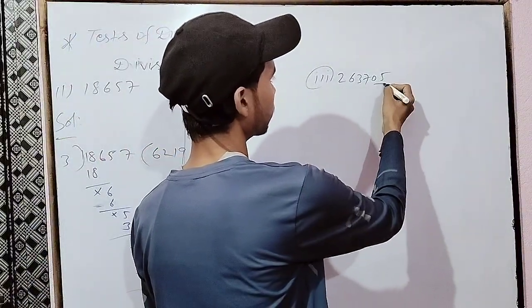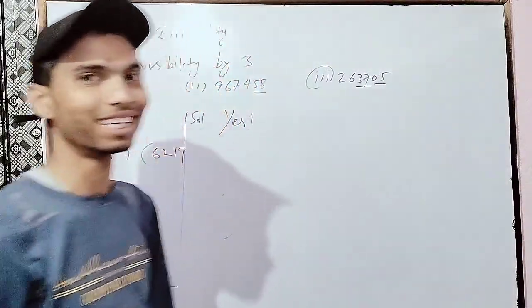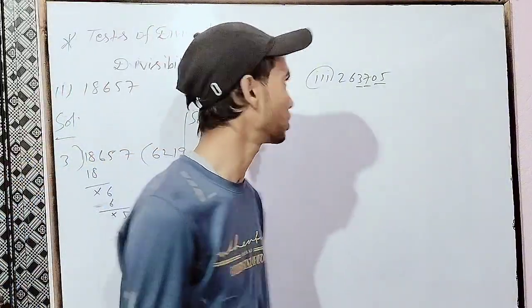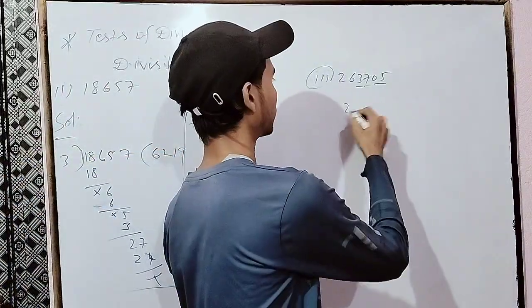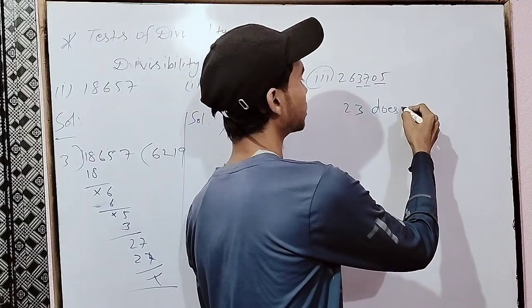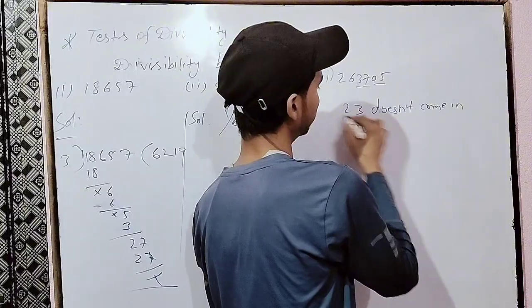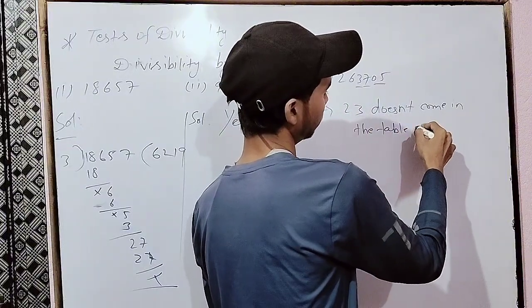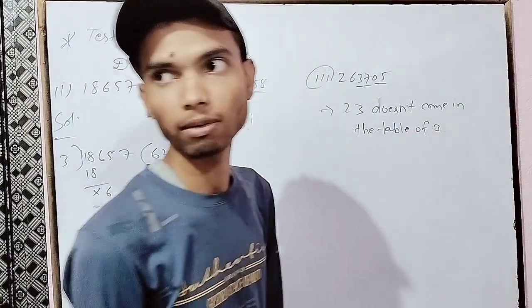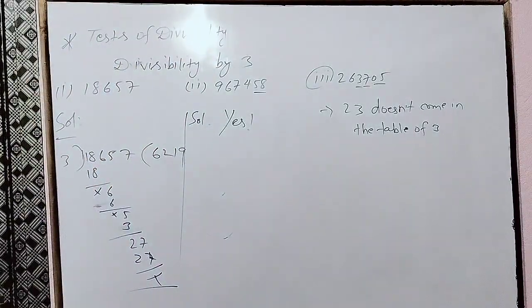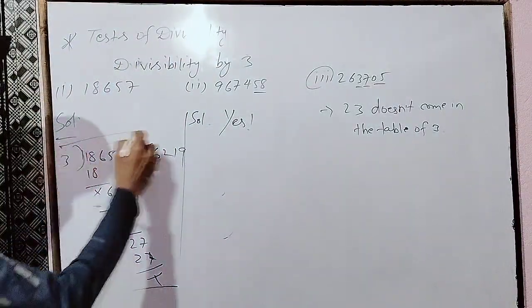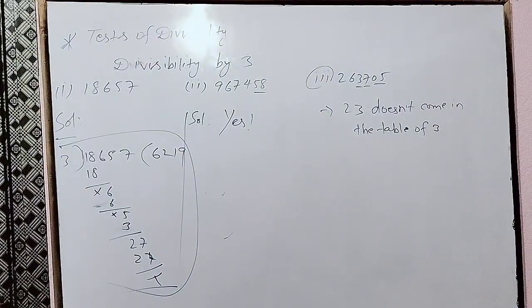For this one: 5, 12, 12, 3, 15, 15, 6, 21, 21 and 2, 23. 23 doesn't come in the table of 3. Okay? You can see this is how a number can be checked to find out whether the whole number is divisible by 3 or not.